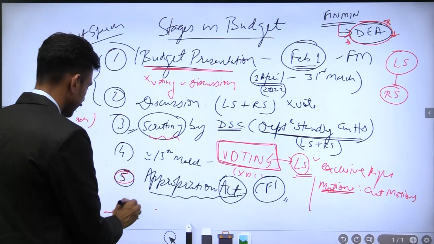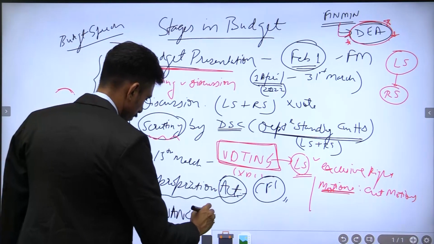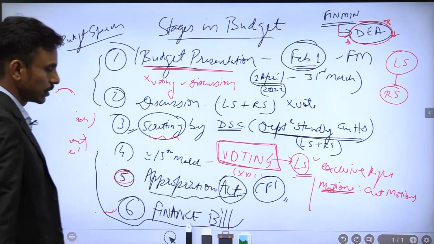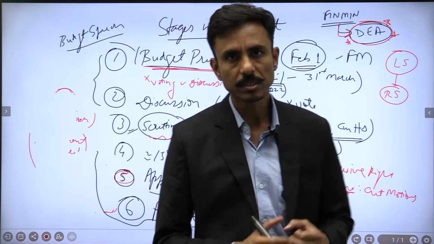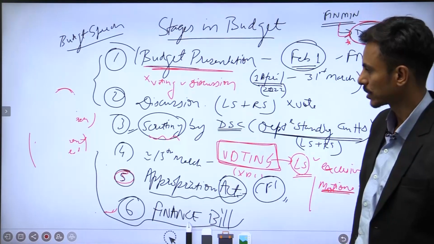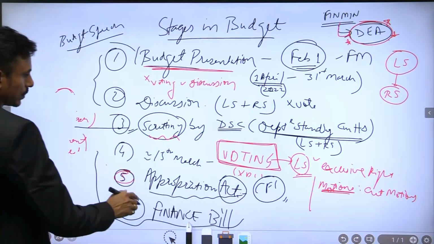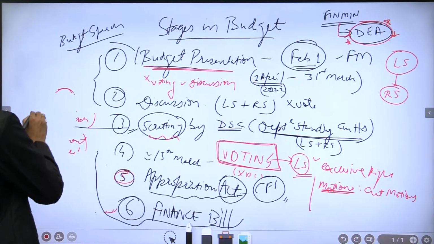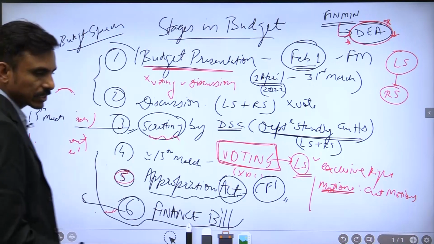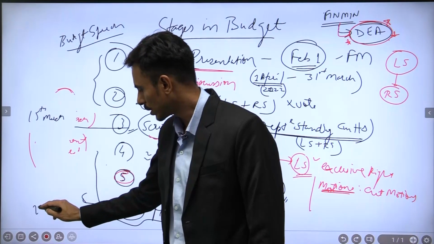And the last stage in the budget enactment is the passage of the finance bill, where the taxation demands of the budget are passed in the Lok Sabha, correct? So these are the stages in the enactment of the budget. Normally, as I said, the parliament resumes by 15th of March, and till the last stage, the passage of the finance bill, is completed, it goes on for a while.